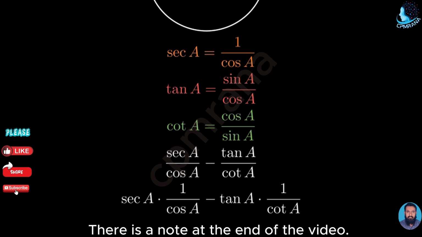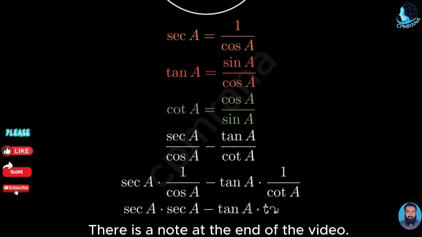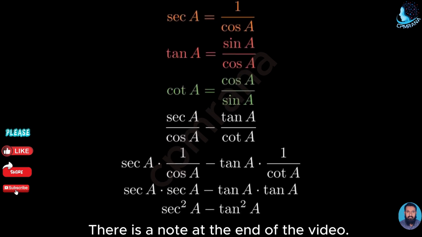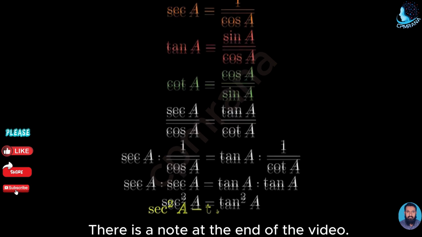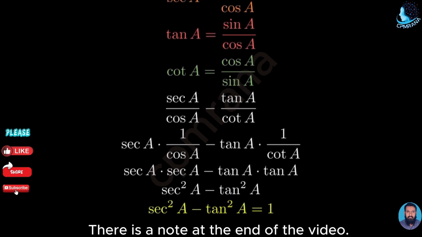In the second term, we know that 1 over cotangent A is the same as tangent A. This simplifies to secant squared A minus tangent squared A. Now, here's where we use a fundamental Pythagorean identity. Secant squared A minus tangent squared A equals 1. Therefore, we have proven that secant A over cosine A minus tangent A over cotangent A equals 1.